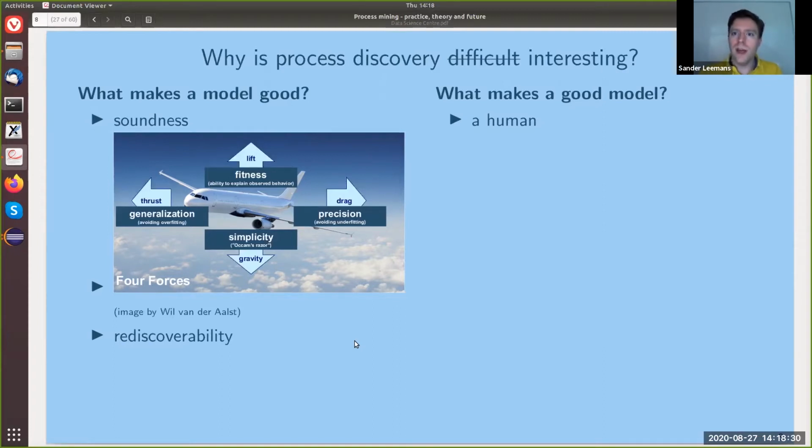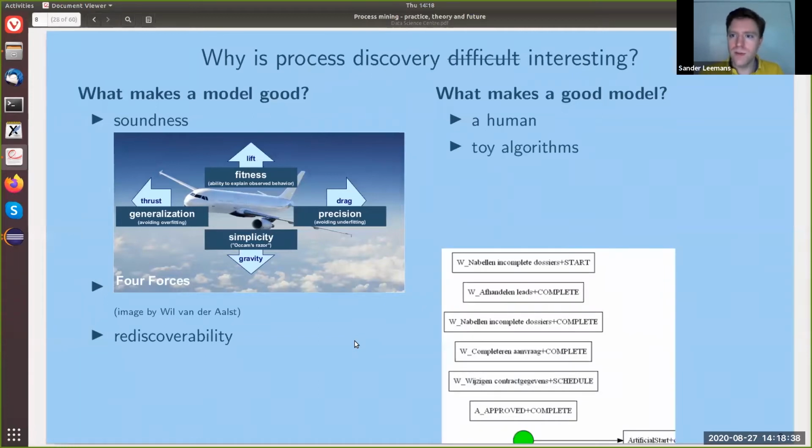So using process mining, we can get this human step out of the loop using algorithms. Now, some of the old algorithms are nowadays considered toy algorithms. And here at the bottom, we have a model from such a toy algorithm called the alpha algorithm. And this model, it is a Petri net, and the precise notation and semantics are not really relevant for now, but this model is not sound. It does not have a well-described behavior, because all the boxes that we see on the top, like W, incomplete dossiers, start and complete and so on, all of these can happen at any time. So they are not limited. With that, the behavior of this model is not well defined.